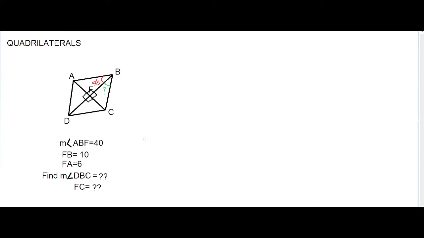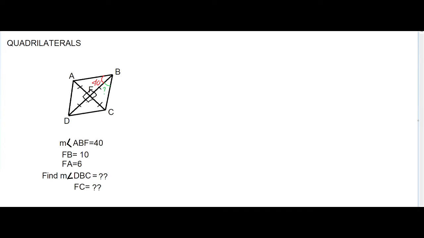Now, mas madaling kunin dito yung measurement ng diagonals because in terms of diagonals, they bisect each other. Anong ibig sabihin ng bisect? They bisect each other. Hinahati nila yung diagonals sa sarili nila into two equal parts, which means si AC, kung ano measurement ni AC, yun yung magiging measurement ni CF or ni FC. Kung ano yung measurement ni FD, yun yung magiging measurement ni FB.